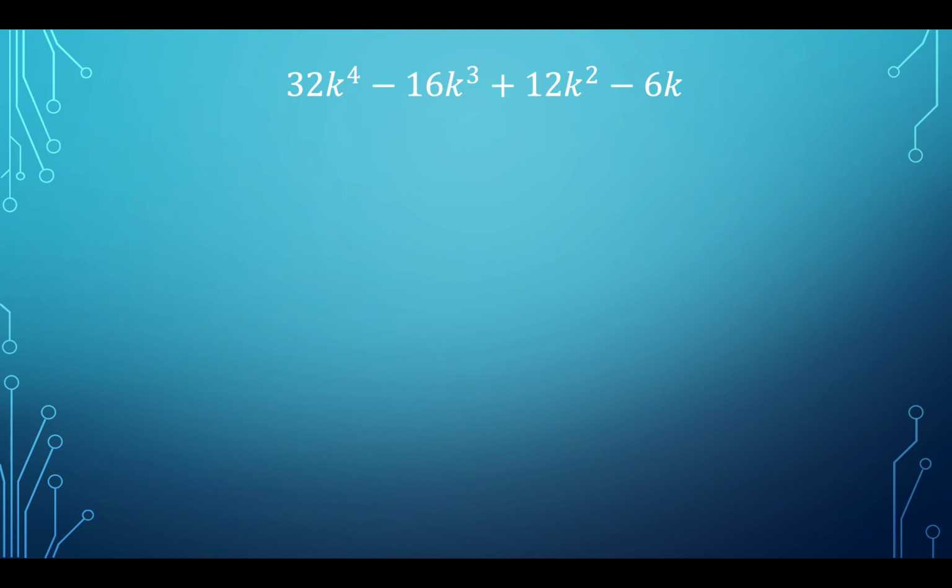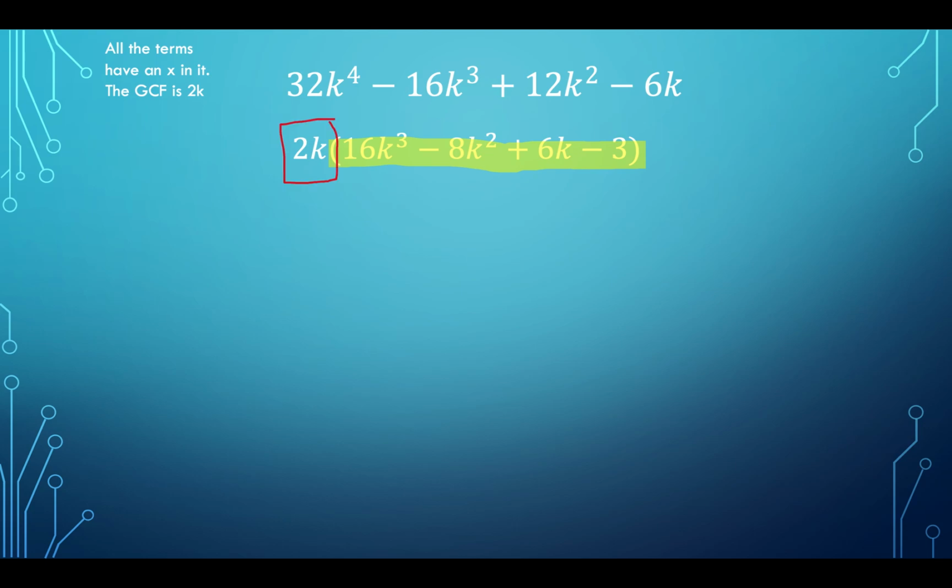So now we have, in this one, 32k to the 4th minus 16k to the 3rd plus 12k squared minus 6k. All the terms have a k in it, and the greatest common factor between all four is 2k. So we factor out our 2k, so now we're left with 2k times 16k to the 3rd minus 8k squared plus 6k minus 3. Now I've highlighted in yellow what we can use factor by grouping for, and then this 2k, we're going to come back to it at the end.